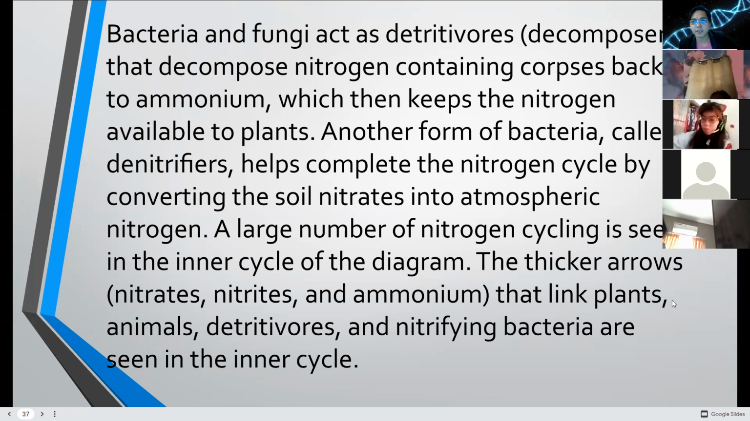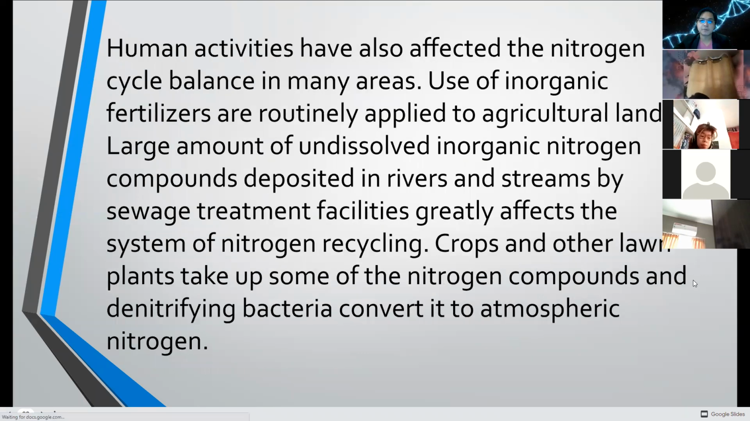A large amount of nitrogen cycling is seen in the inner cycle of the diagram. The thicker the arrow, okay, it gives you an implication that there are a lot of nitrates, nitrites, and ammonium that link to plants, animals, detritivores, and nitrifying bacteria, which can actually be seen in the inner circle, the one that I was telling you about a while ago.